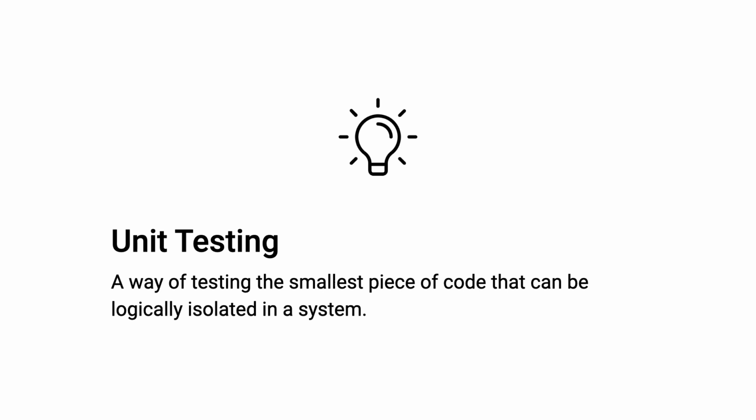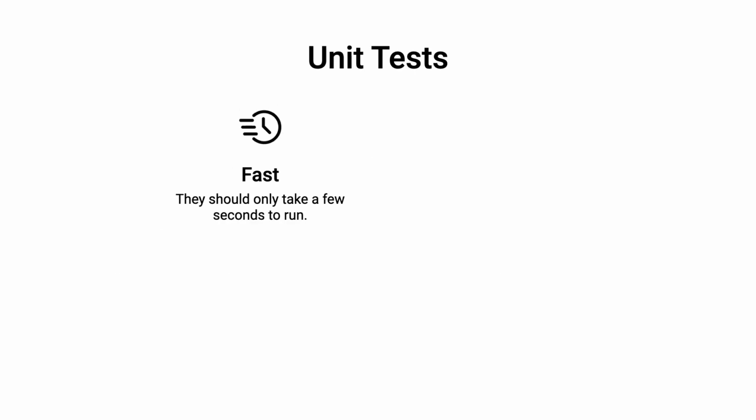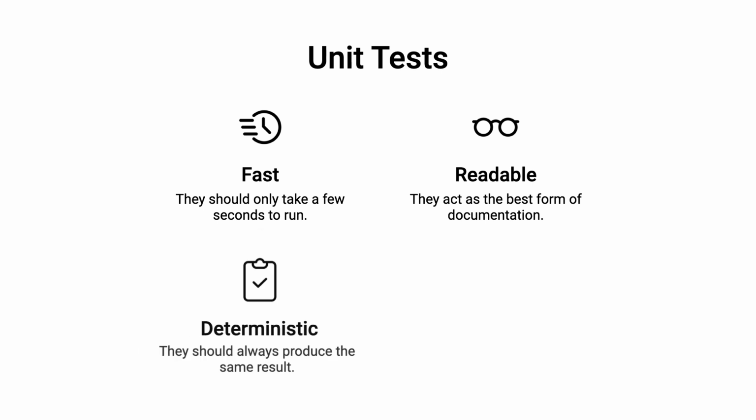So here are the general guidelines to follow when it comes to writing unit tests. They should be fast and kept as short as possible, as otherwise the developer won't run them. They should be readable, as they act as the best form of documentation since they do not go out of sync with the code they document. They should be deterministic, which means that no matter how many times we run them, they always behave the same way if the underlying code has not changed, as otherwise there's no reason for developers to trust them.